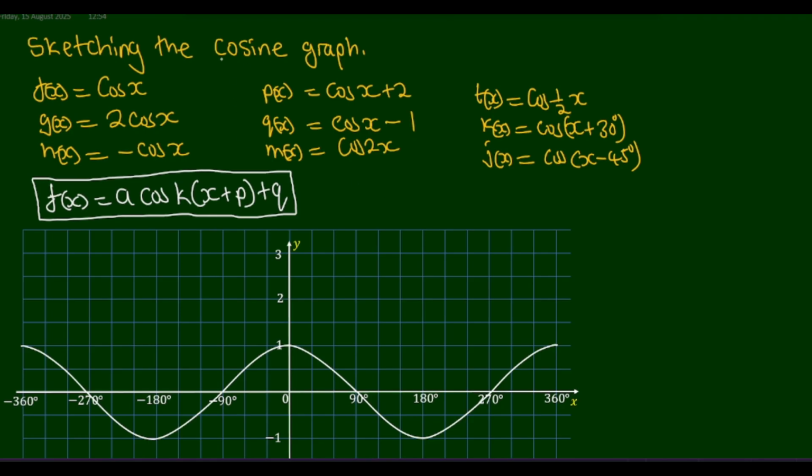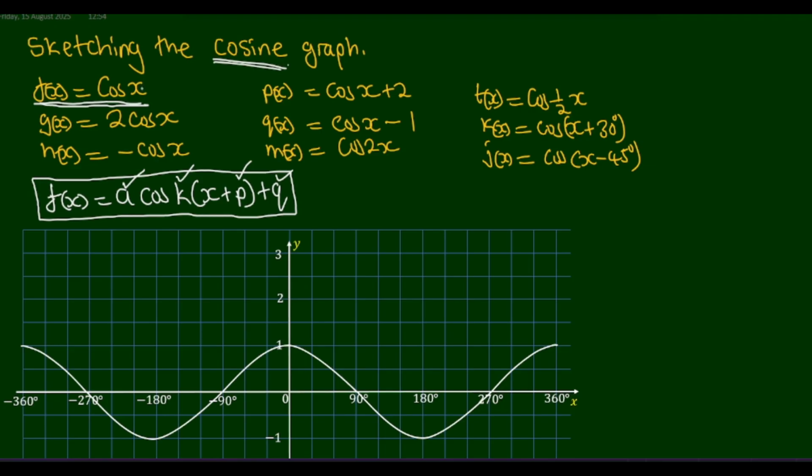Welcome back. We're going to look at how we can sketch the graph of cosine. The parent graph for cosine is f of x equals cos x. But actually, we want to look at the effect of these parameters: the effect of a, the effect of k, the effect of P, and the effect of Q, by using these different graphs that we have here.